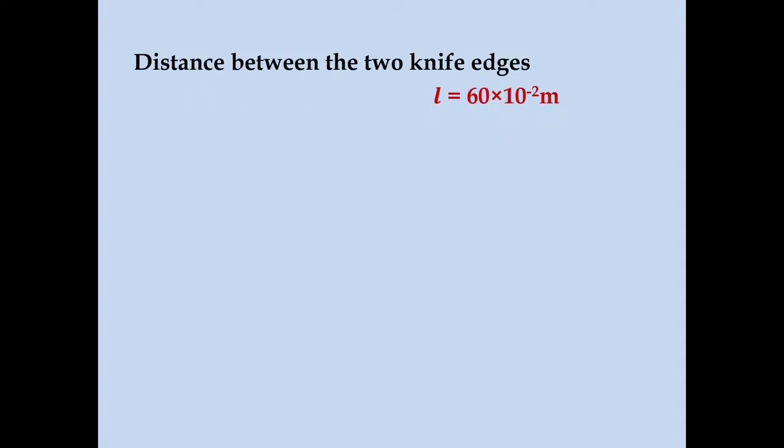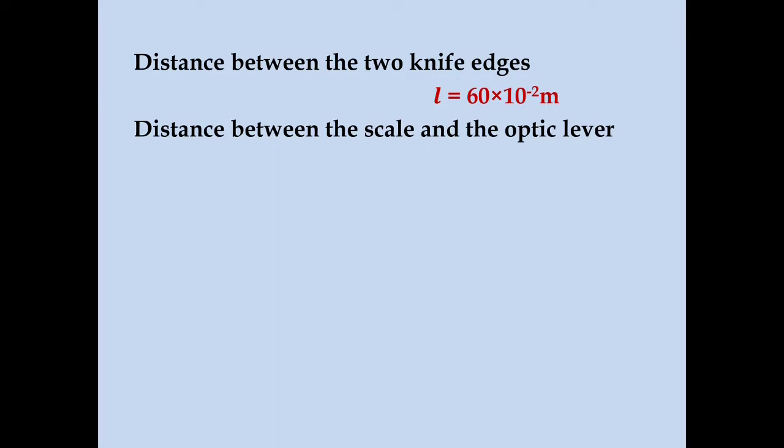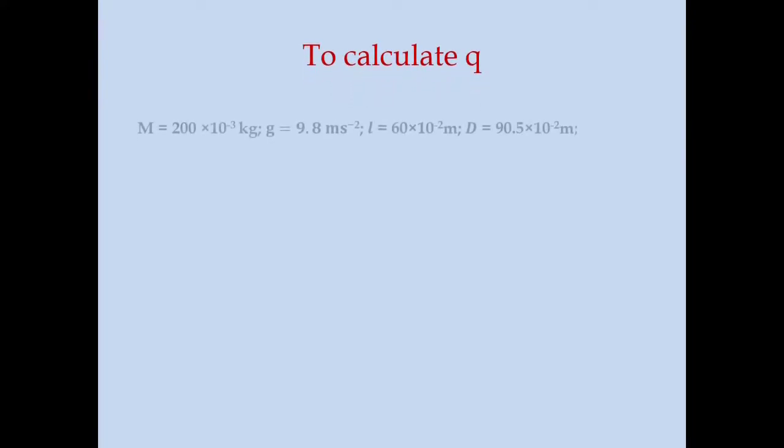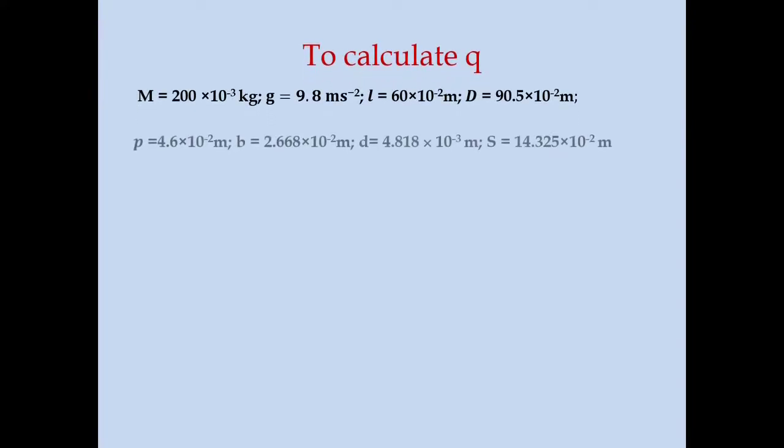The other parameters are also measured. The distance between the two knife edges is 60 centimeters, that is 60 into 10 power minus 2 meters, and the distance between the scale and the optic lever is 90.5 into 10 power minus 2 meters. The perpendicular distance between the forelegs and hind leg of the optic lever is p equal to 4.6 into 10 power minus 2 meters. Now let us calculate Q.